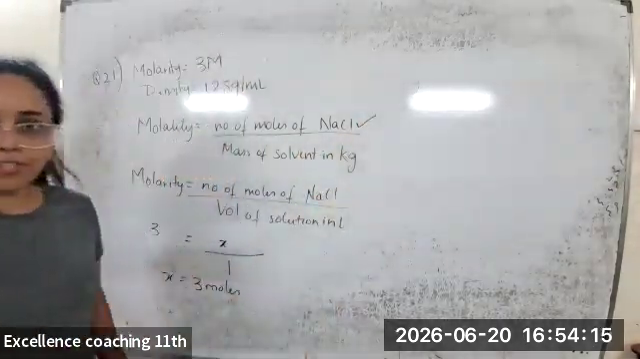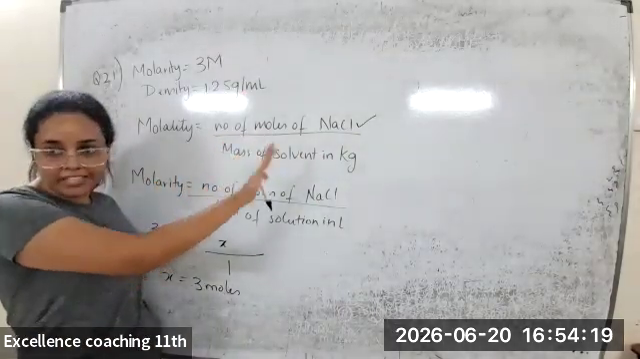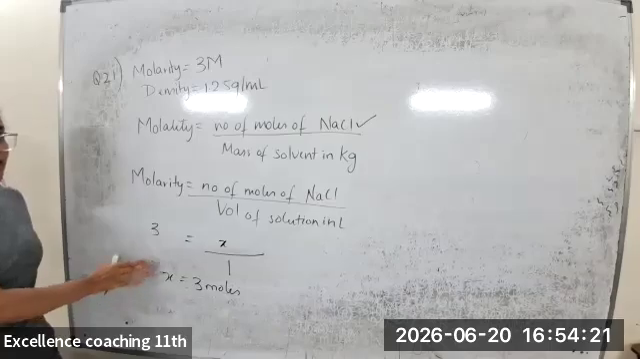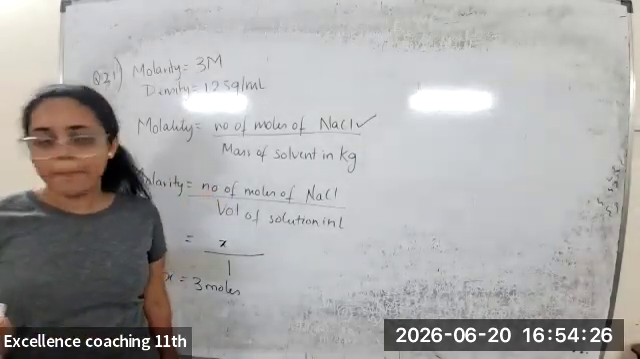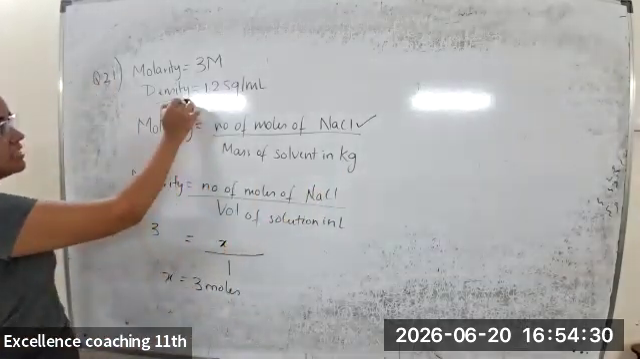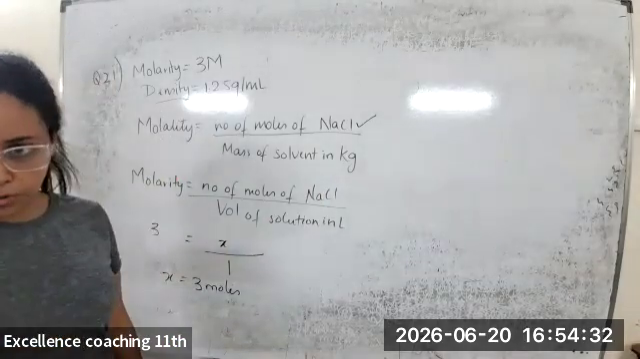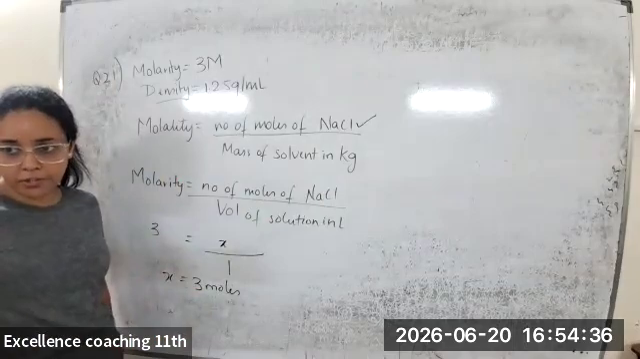To substitute in the formula, we need 2 entities, right? First one is number of moles of NaCl, that we have found. Now second, what is remaining? The mass of the solvent, right? That is in kg. So now what are we given? We are given density. And we can't directly find the mass of the solvent. So what will we do?